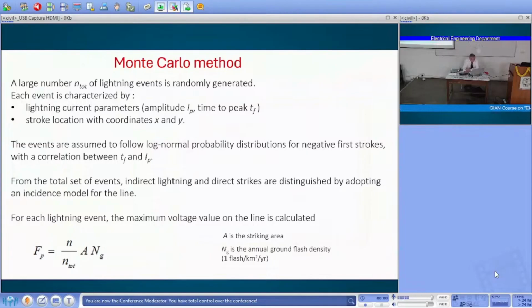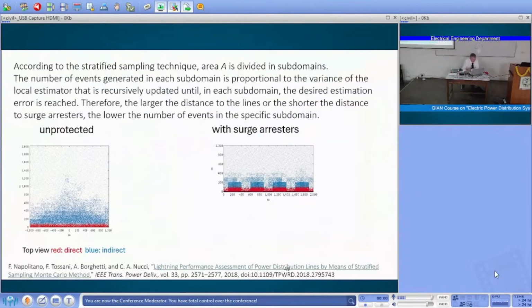We need to consider the area around the line and the ground flash density, that is the number of flashes per square kilometer per year, or strokes, in this area. A is 1 square kilometer. A is the area around the installation. So I can show you directly what A is and then come back.